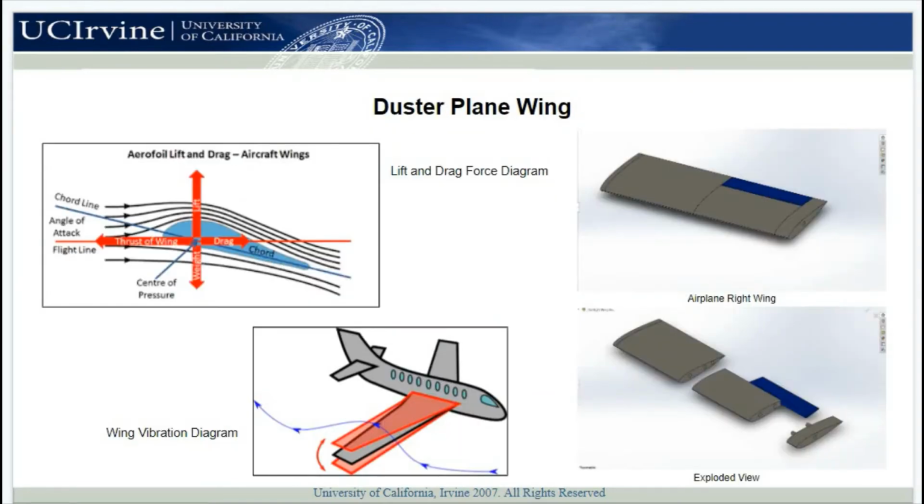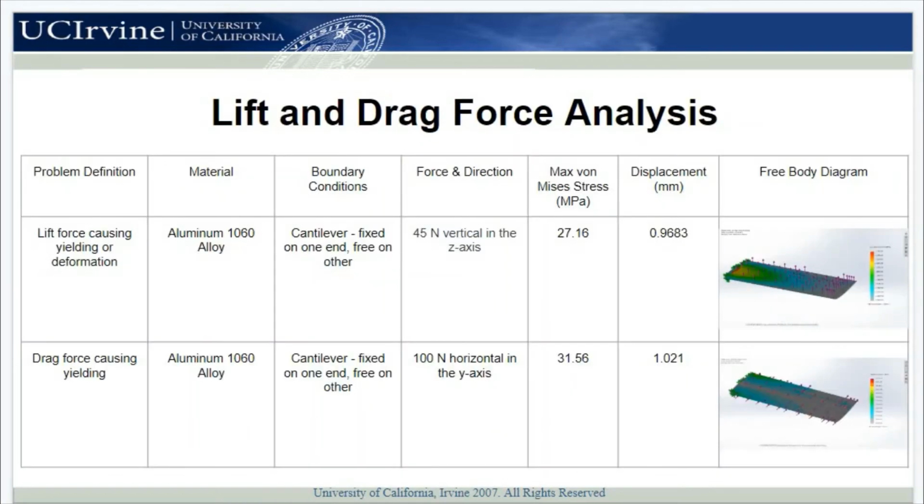The key forces acting on an airplane during flight are both lift and drag. The faces of the wing normally attached to the fuselage were fixed during all studies and a standard mesh was applied. In the lift study, the forces were directed vertically in the C direction across the wing using the top plane as reference. First, we performed a lift and drag force analysis with different force loads and directions applied. In the first case, we got a max stress of 27 megapascals. In the second case, we got 31.56 megapascals.